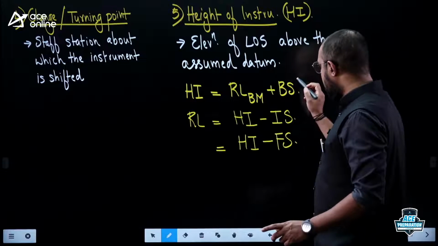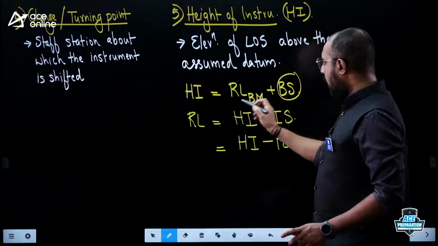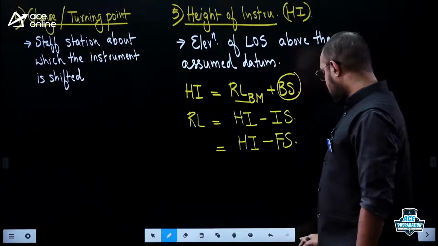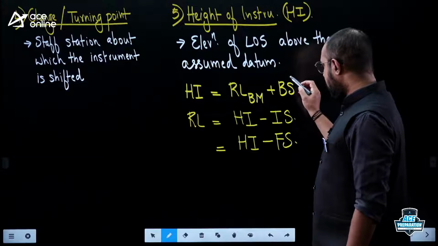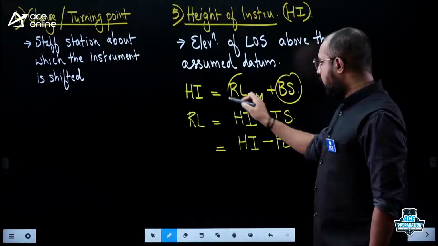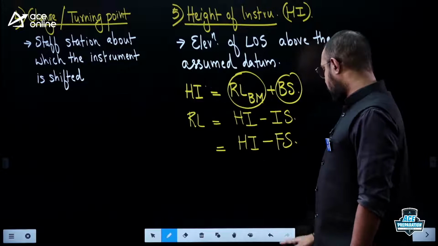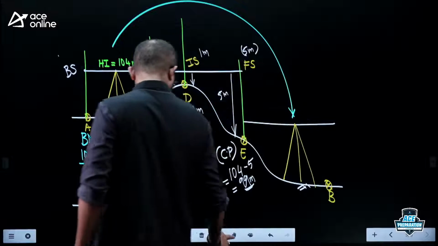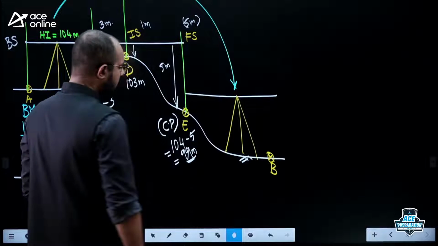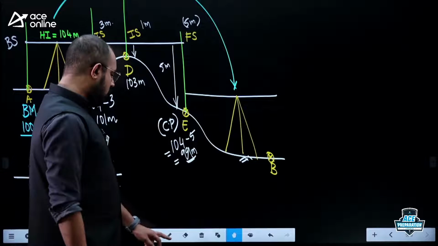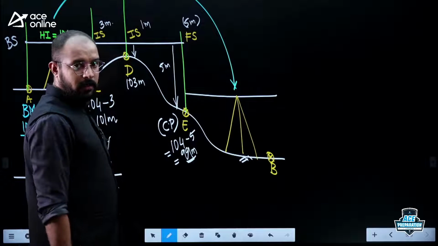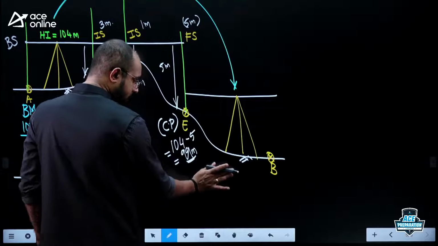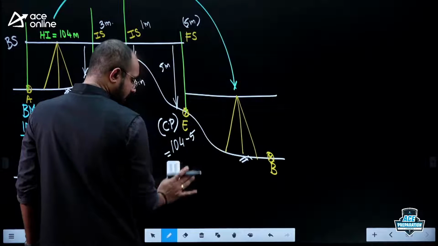The point here is, if you have a backside reading upon a point of known elevation, then you can find the height of the instrument. So once we shift the instrument from the previous location to this location, do we have any point of known elevation here? Yes. Who is that point? That point is nothing but our point E.